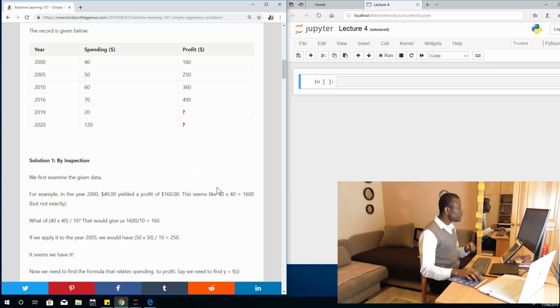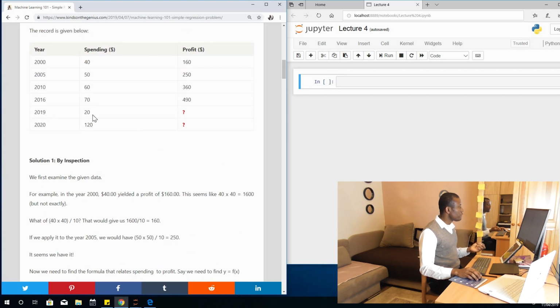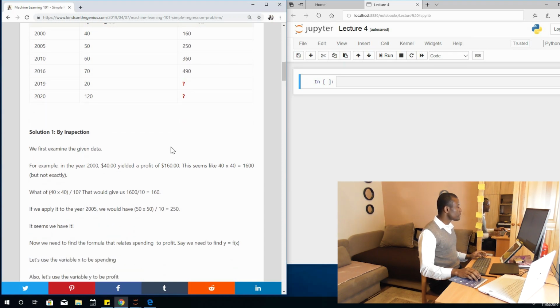This seems like 40 times 40, right? Which is 1,600. But 40 times 40 over 10 gives us the correct answer. If we check it in the remaining ones, that is what it is. So it means in 2019, if they spend something like $20, what will they get? They will get 20 times 20 over 10, and that will be 400 over 10, right? They will make $40 profit.